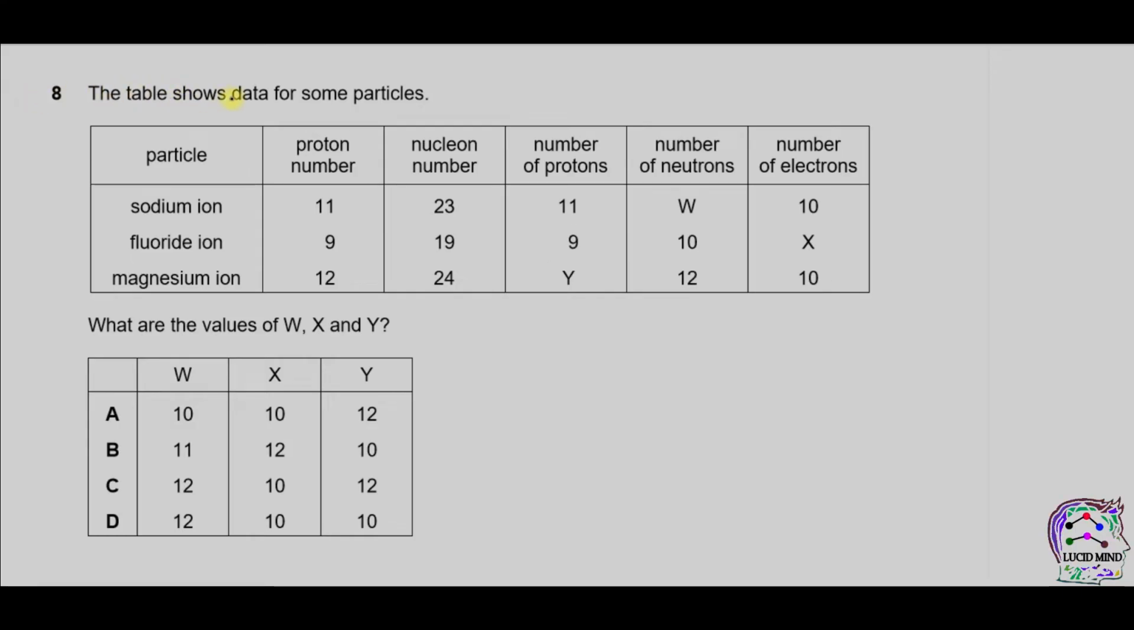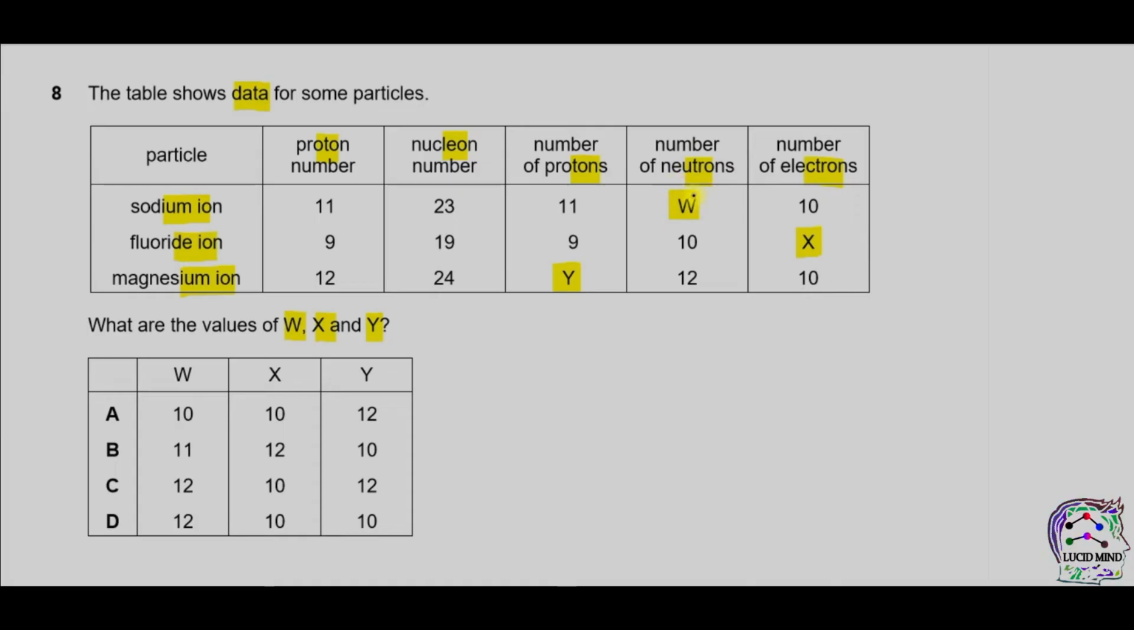Question 8. The table shows data for some particles. We have sodium ion, we have fluoride ion, magnesium ion. They've given the proton number, nucleon number, protons, neutrons and electrons. What are the values of W, X and Y? This one is W, this one is X, and this one is Y.